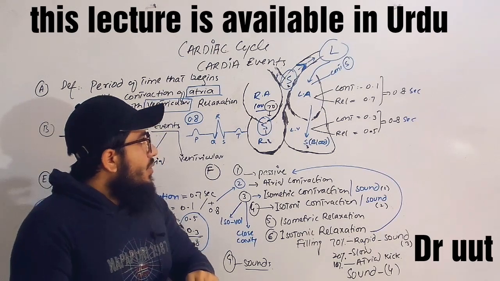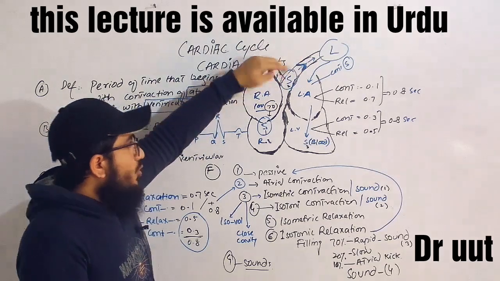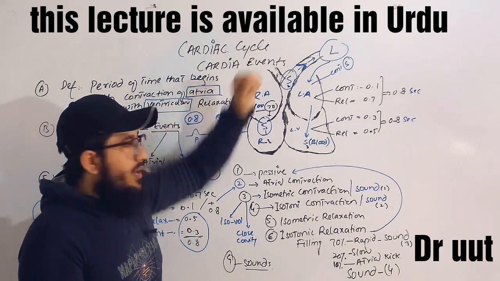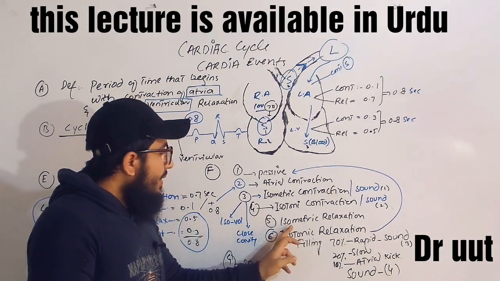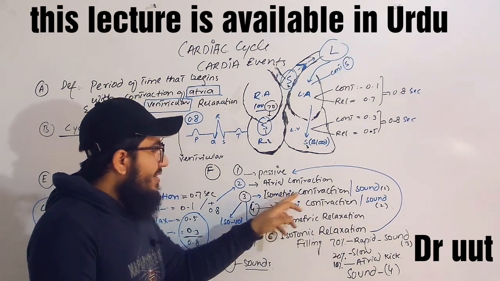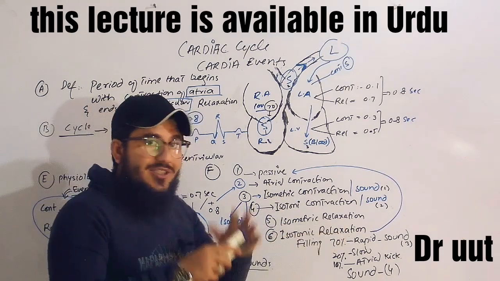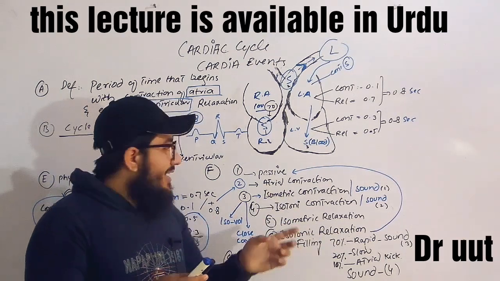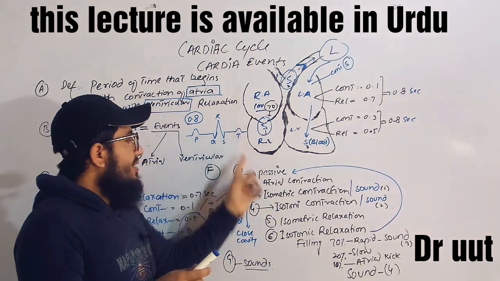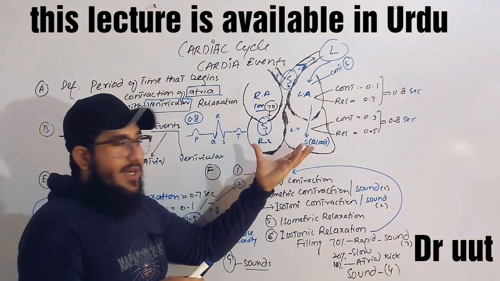So like this, what will happen? These valves will open and the blood will be delivered. And to stop the backflow, the semilunar valves will close. Then in the fifth step, what will happen? Isometric relaxation will happen, just like isometric contraction. And in the sixth step, isotonic relaxation will happen. And as the heart enters ventricular relaxation, the cycle is complete. In the meanwhile, again the cycle will repeat.